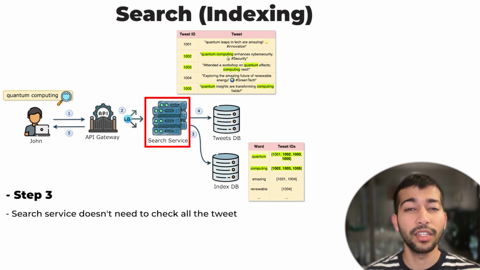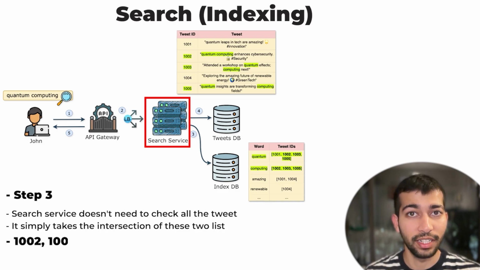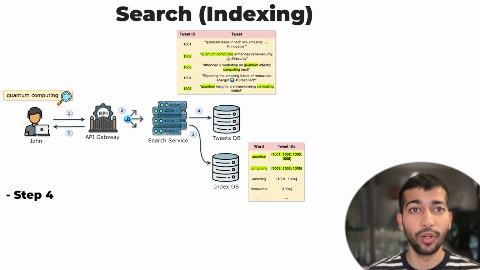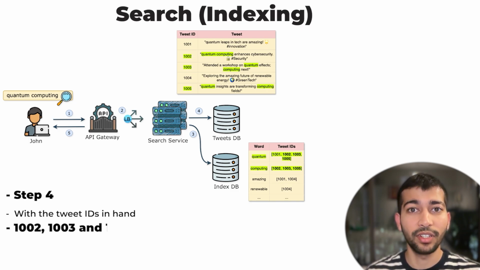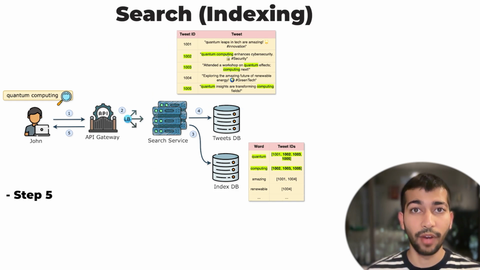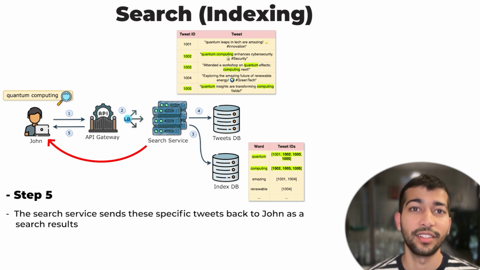Now the search service doesn't need to check all the tweets. It simply takes the intersection of these two lists, which is 1002, 1003 and 1005, the tweets that contain both these words, quantum and computing. Step number 4. With the tweet IDs in hand, 1002, 1003, 1005, the search service now retrieves the actual tweets from the tweets database. No more scanning through everything. Step number 5. Finally, the search service sends these specific tweets back to John as search results.